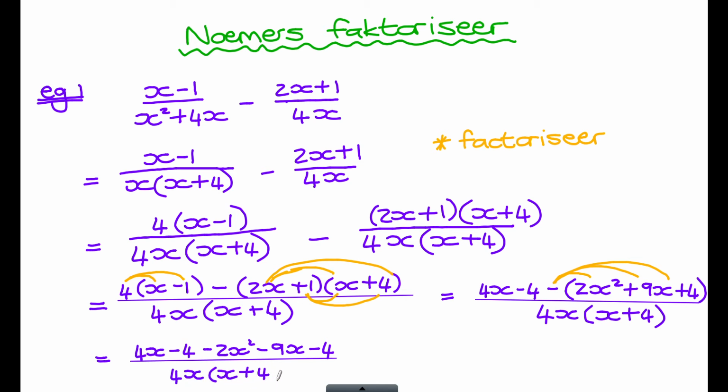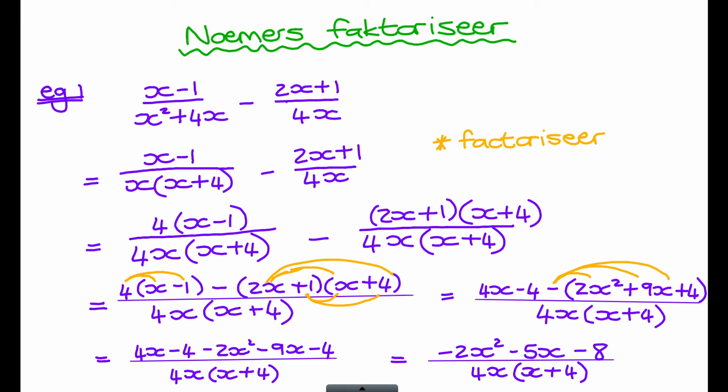Die onderkant hoef jy nie te vereenvoudig nie, né? Jy kan hom maar hou met sy hakies. Goed, nou moet ek gou daar en weer eens skryf onder mekaar. Now I've got to look at the top for like terms so that I can simplify. Goed, so ek begin met die minus 2x kwadraat, omdat ek maar net in dalende magte van x wil skryf. Then 4x minus 9x will give me minus 5x. And then the minus 4 gives me minus 8.